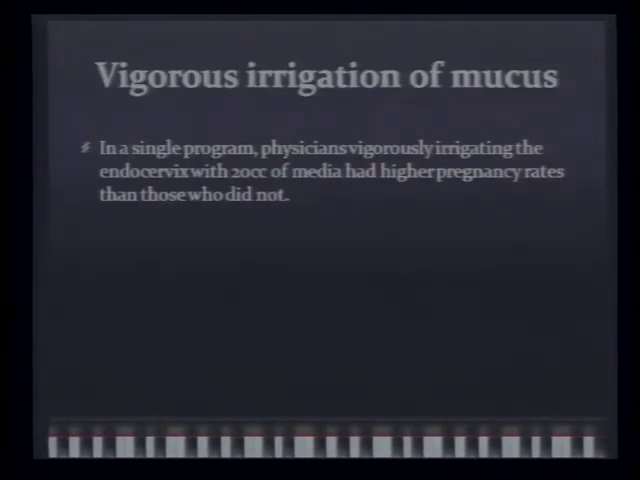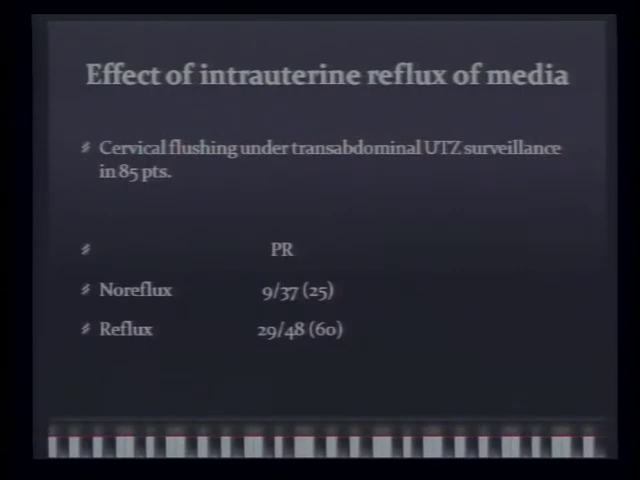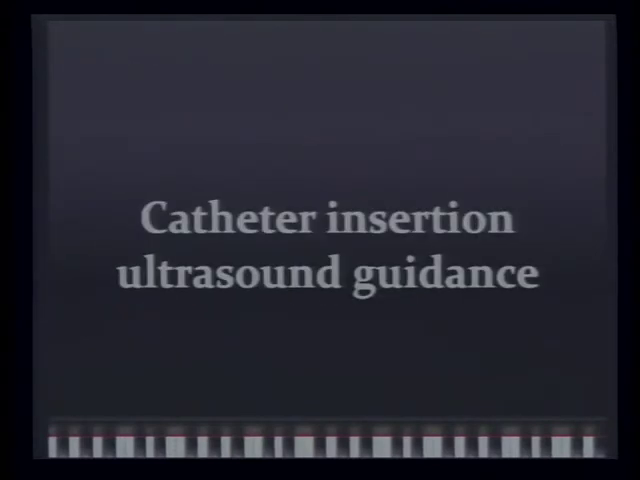What about vigorous irrigation of the mucus? In a single program, physicians vigorously irrigating the endocervix with 20 cc of media had higher pregnancy rates than those who did not. These are not randomized trials, but some reports. What about randomized trials? Flushing and no flushing, there is no significant difference between the pregnancy rates, as you see from those three studies. What about the effect of intrauterine reflux of media when you're flushing the cervix? If there's no reflux, it's 25%. If there's reflux, 60%. It's a different study. But as we can tell, the reflux of media doesn't affect the pregnancy rate.